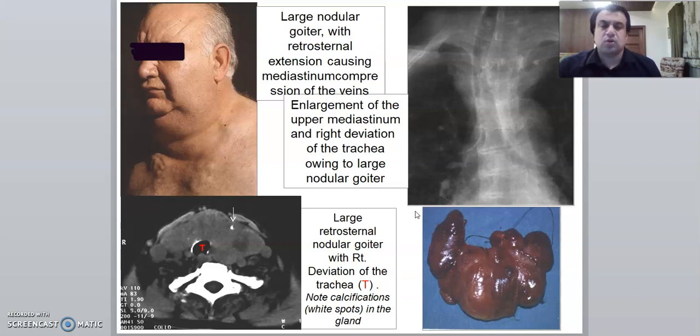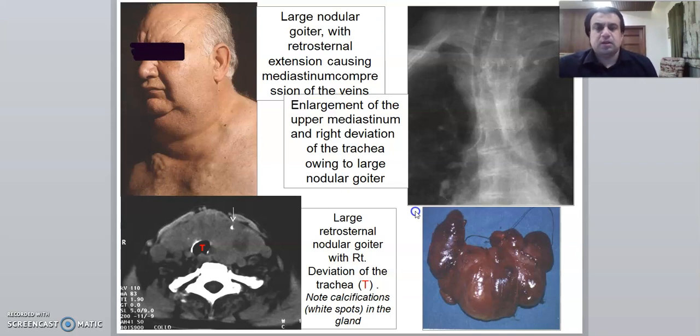The other one is the Kocher sign. In Kocher sign, we push the large thyroid gland to one side and ask the patient to take a deep breath, and if there is stridor on taking a deep breath, it means that it is causing compression of the trachea. So I'm going to demonstrate these signs on clinical patients, and I'm going to show you in the clinical methods.